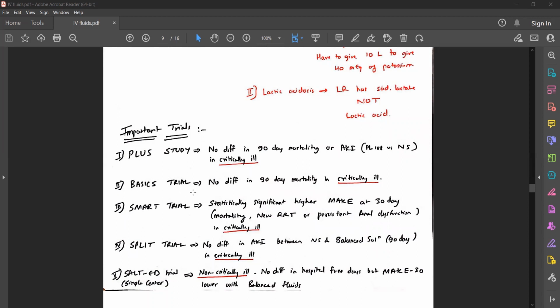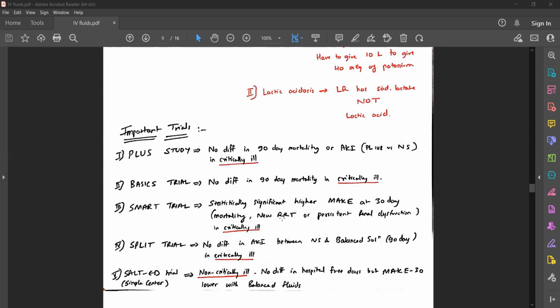So the two recent studies that we had when they compared balanced crystalloids with normal saline are the PLUS trial and the BASICS trial. Both of them did not show any difference in the 90-day mortality in critically ill patients. The PLUS trial also did not show any difference in acute kidney injury when they compared Plasma-Lyte versus normal saline in critically ill patients. A trial before that, the SMART trial, showed some statistically significant difference when it came to major adverse kidney events at 30 days, which included mortality, renal replacement therapy, and persistent renal dysfunction in critically ill patients.